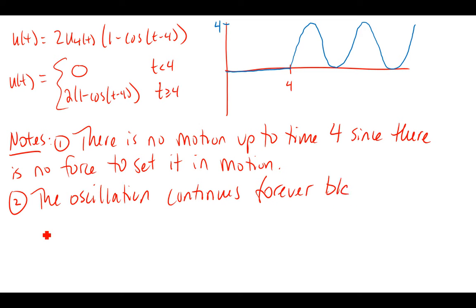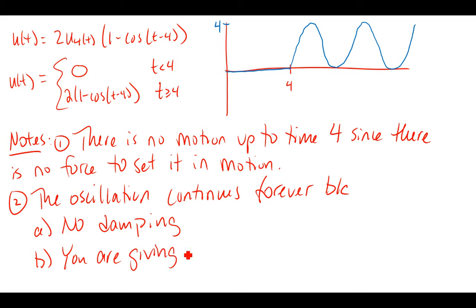And this is, in this case, because of two things. One, you have no damping. I'll do one that has damping so that you can see what happens. But as soon as you have no damping, the movement is by default going to always continue forever because there's no resistance to slow it down. But also, you are giving it a force of 2 forever.